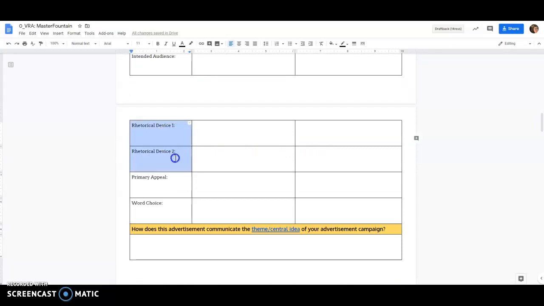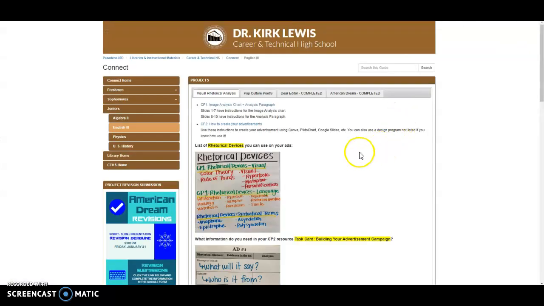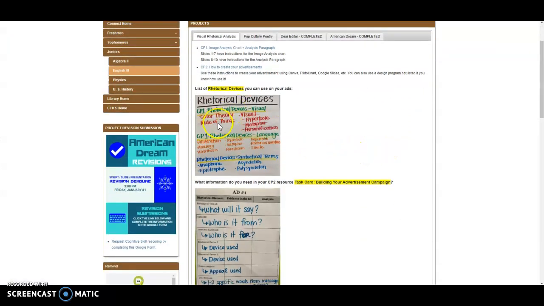For your rhetorical devices, remember you should have 2 rhetorical devices. You can repeat rhetorical devices, but you shouldn't use color theory, rule of thirds on all 3 ads. Okay? If you need help with rhetorical devices, on my website, I have this image here.